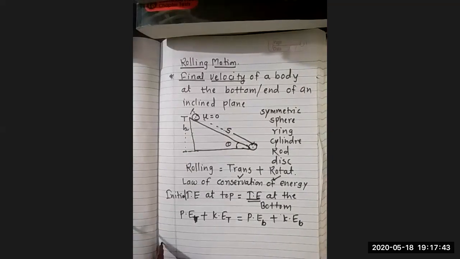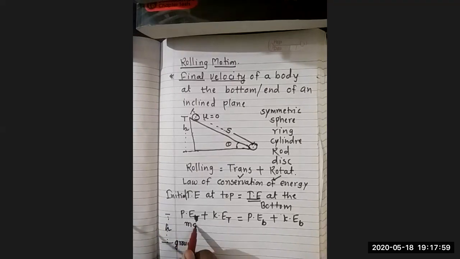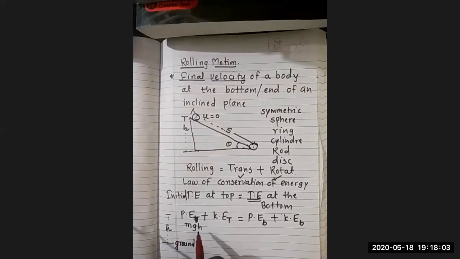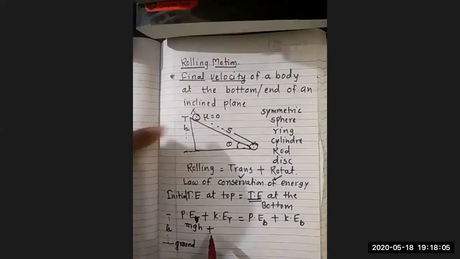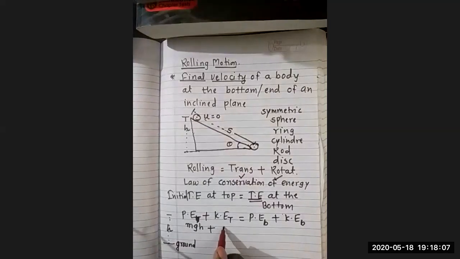Now what is the potential energy at a particular height h? For example, let's take an example. Say this is the ground, right? And if we keep the object at a particular height h from the ground, then the potential energy possessed by the body is equal to the mass of that body into g into h. That is the potential energy at the top. Plus, if the object is at rest, its kinetic energy will be equal to 0.